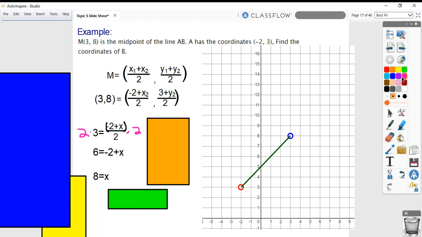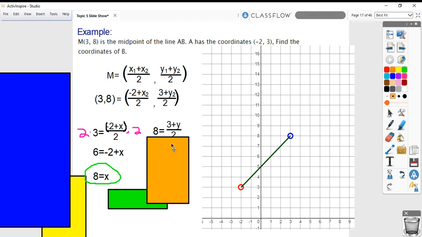All right? That right there is not our entire final answer. That right there is only half of our final answer, because remember, our answer is a point. So it's got an x value and a y value. Okay, up next, we're going to do the exact same process with the y value. We already know that our midpoint, the y value is 8. So we can take this whole mess of stuff and set that equal to 8.